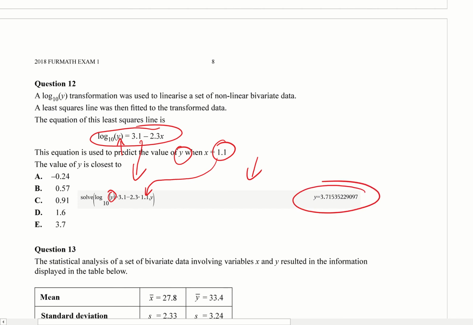So you're not having to do any other transposing of equations. You're just using solve. It's an easy way to do it. That means the answer is E.